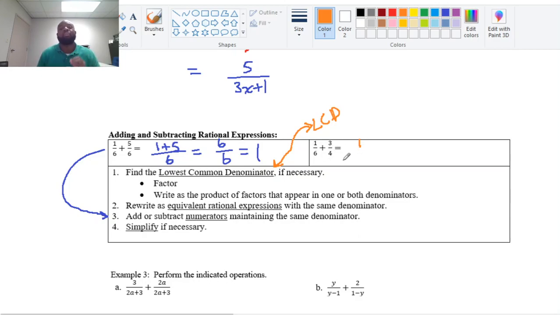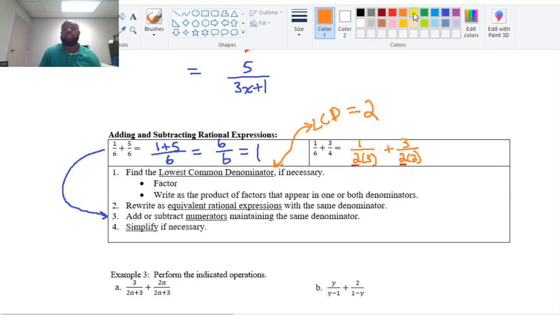I'm going to go through the process of what we would do to find that, right? So I'm going to factor the 6 into its prime factorization. 6 is the same thing as 2 times 3. I'm going to factor 4 into its prime factorization, which is 2 times 2. Okay? The lowest common denominator is always going to equal the product of the factors that show up in both denominators. So notice here, I have a 2 in this denominator and a 2 in that denominator, right? So that first 2 is going to be in our LCD.